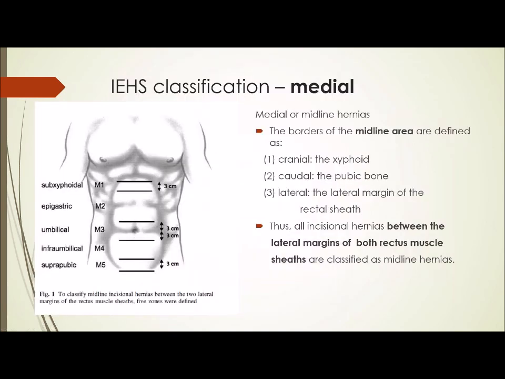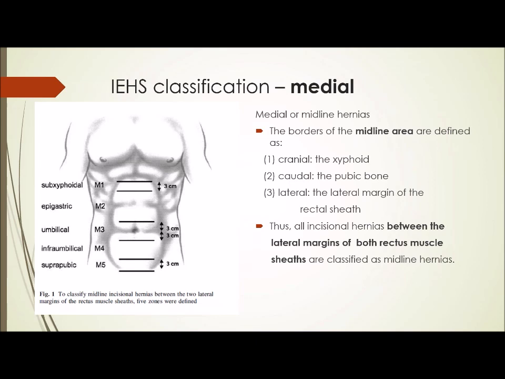What does midline constitute? Midline or medial hernias basically constitute, laterally, the lateral margin of the rectus sheath. So any hernia lying between the two rectus sheath margins is a medial hernia. And a medial hernia has one advantage, and that is it has a buttress of the rectus abdominis muscle, if it has not undergone atrophy. If you were not careful enough, it would have gone into atrophy.